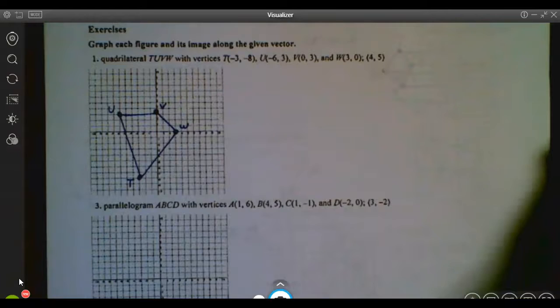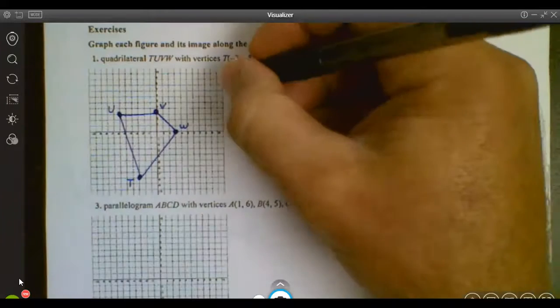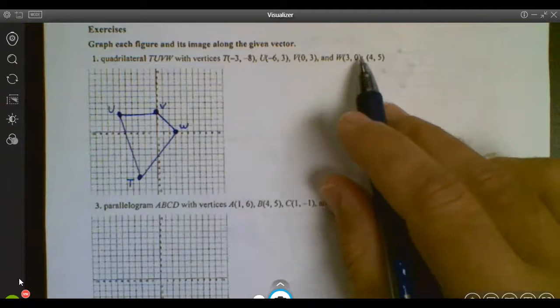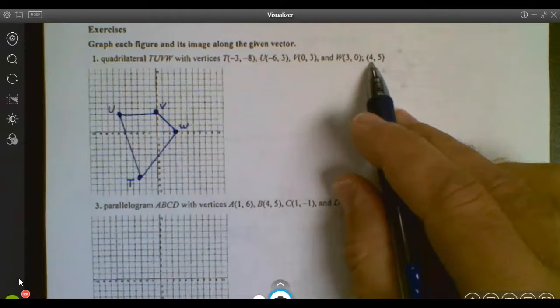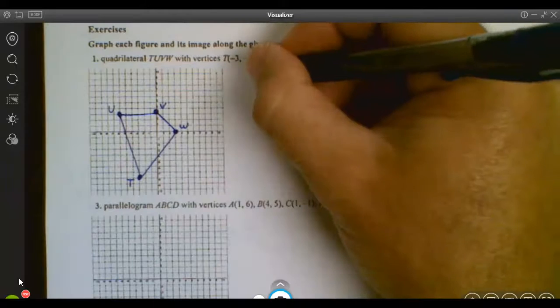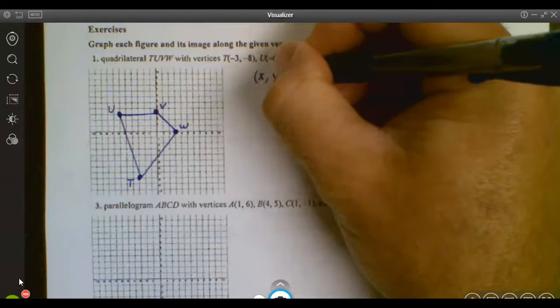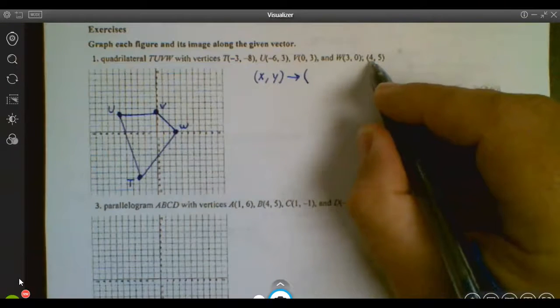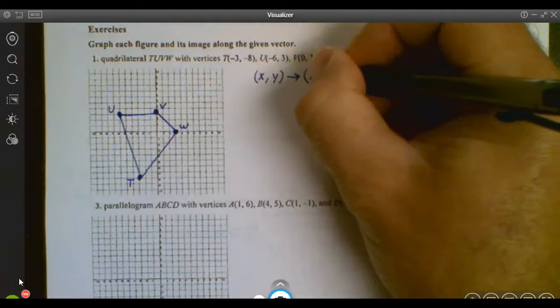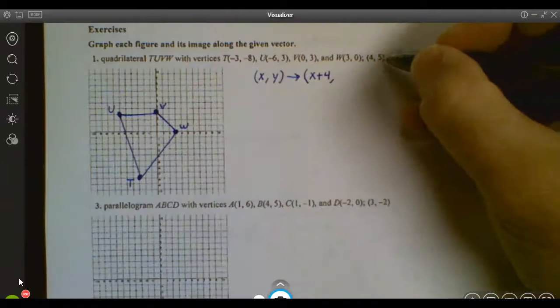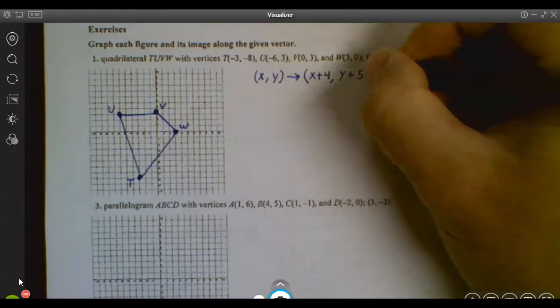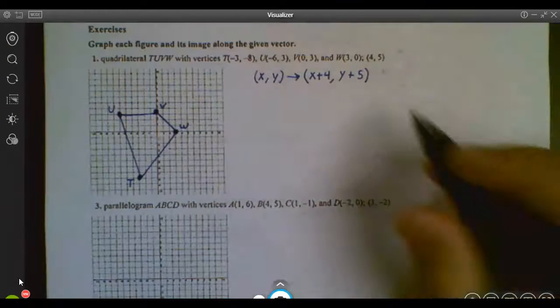So there is the pre-image. If I just want to apply the rule, then I would need to look at these numbers and apply this vector. So remember what this tells you. If it's positive, you're adding. If it's negative, you're subtracting. So this is telling me to take my coordinates and do two things. Add 4 to my x's and add 5 to my y values. All right, so that's the rule that this vector is implying right now.